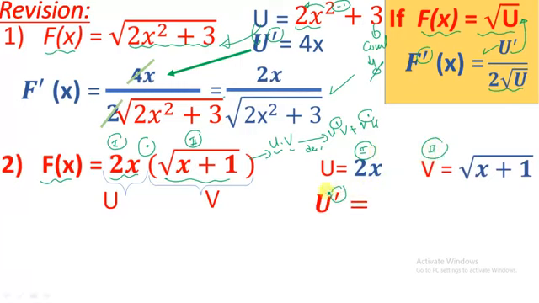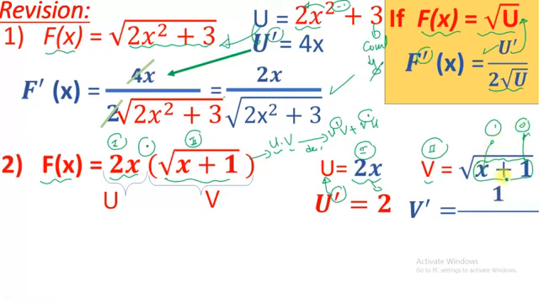And u prime, the derivative of u: what is the derivative of 2x? It is a coefficient multiplied by x, to get what? 2. And what is the derivative of v? So it is v prime, because we have a function under radical, then it is the derivative of the quantity under radical. What is the derivative of x? It is 1. What is the derivative of 1? It is 0. So v prime will be 1 over 2 radical x plus 1.